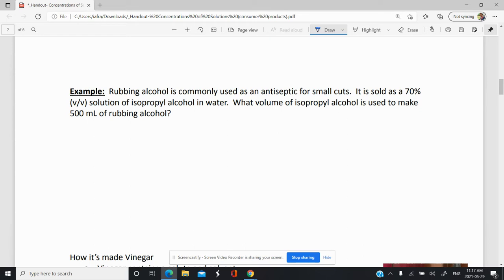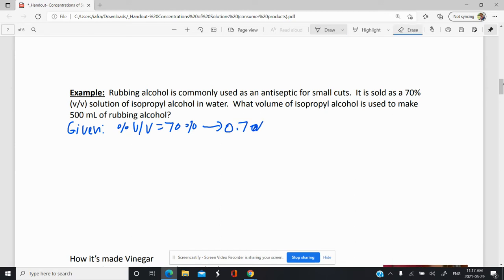So basically what we know is that we have our percent VV already given to us. So let's write out some given information. So given, we have percent VV is equal to 70%. And then just as a reminder, when I use it in the calculation, which you'll see I probably will need to do that here, I need to use that in the decimal form, so 0.7, because there's one sig fig there. So one sig fig here.